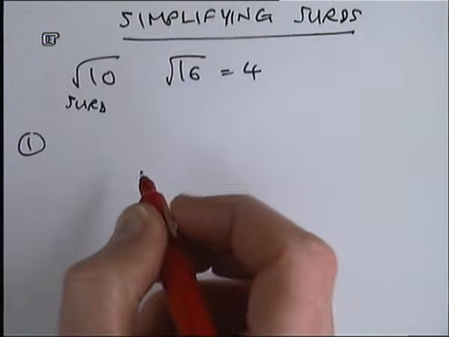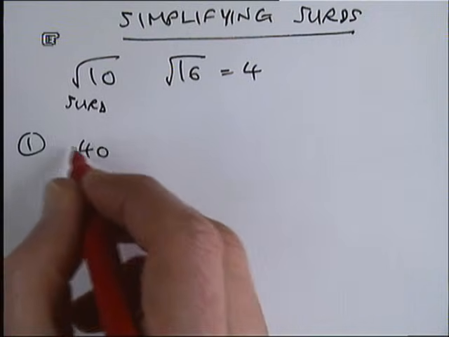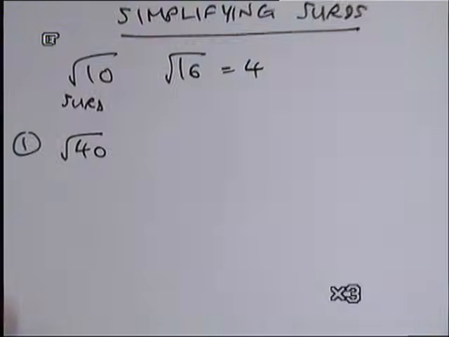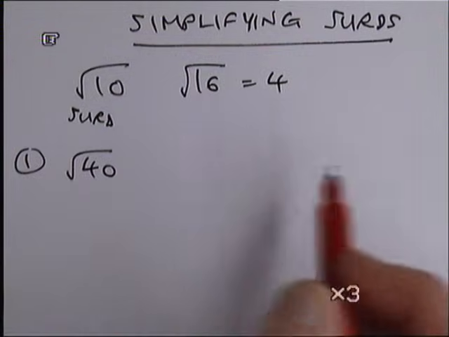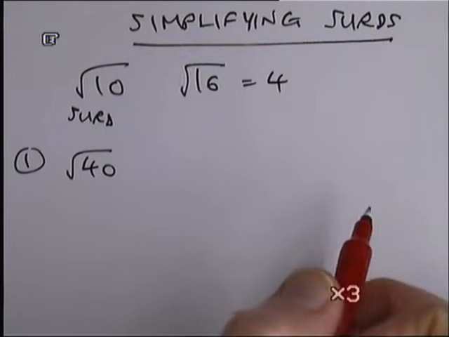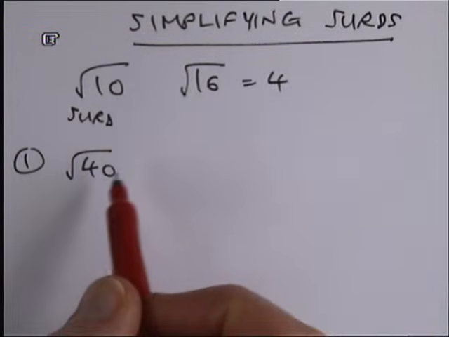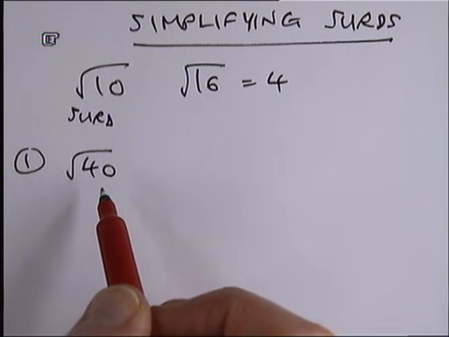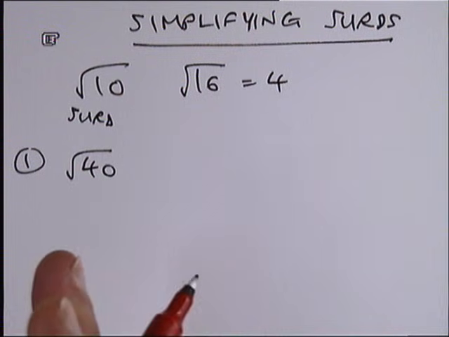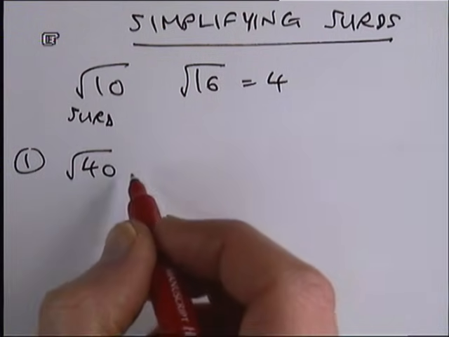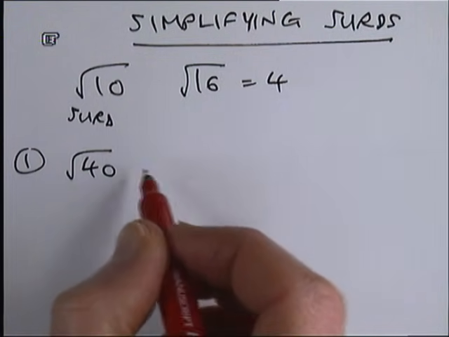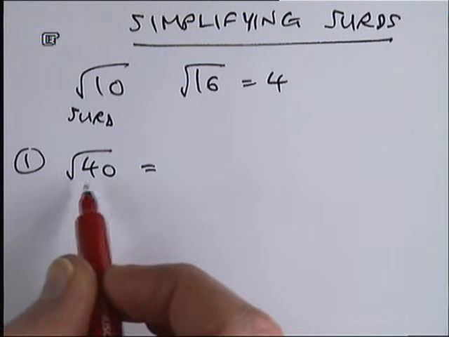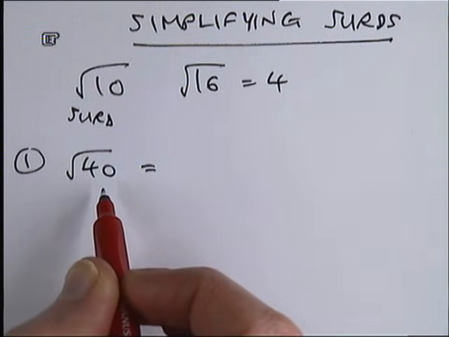The first one we're going to look at is simplifying root 40. And you might say, well, what are we trying to do in simplifying surds? What you're trying to do is get the smallest number possible inside the square root sign. Any other numbers outside the square root sign, that's fine. And the way to do it is to try and spot what two numbers multiply together to give you 40.